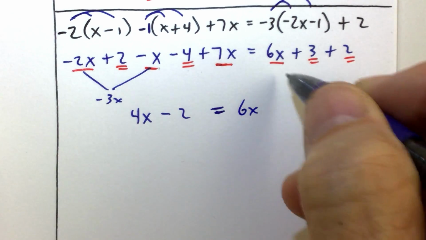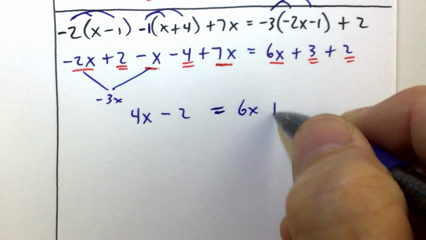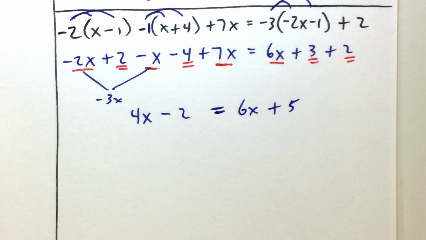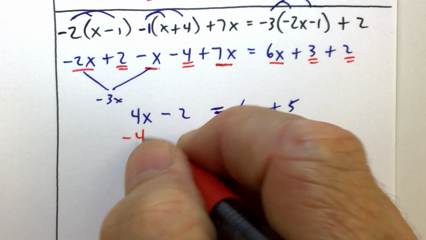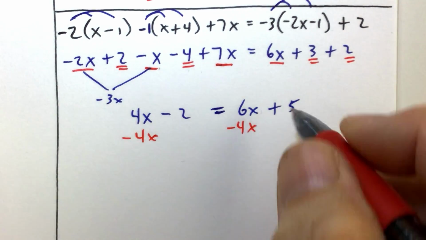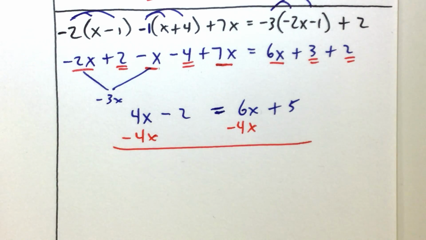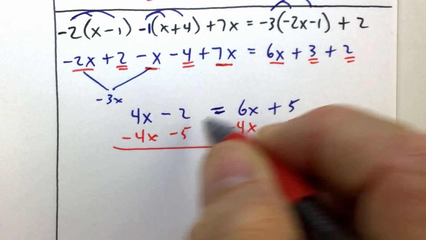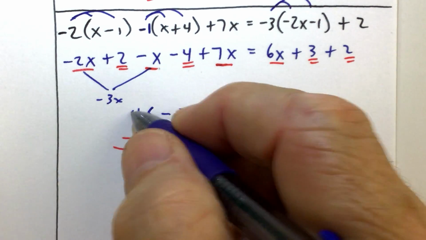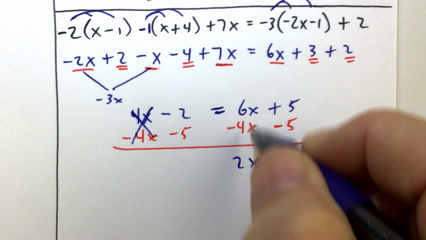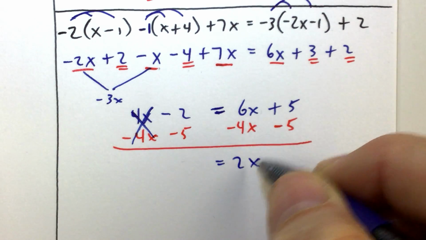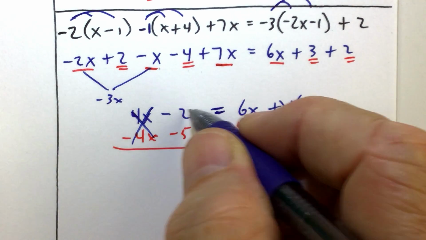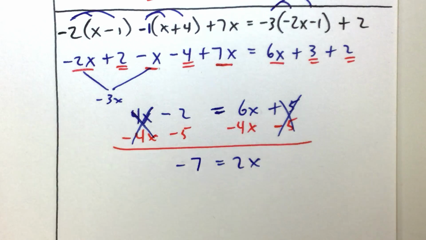6x doesn't have any terms to combine with, and then 3 plus 2 is 5. And then if you're watching this video after you've already tried the problem, then you perhaps, hopefully, subtracted 4x from both sides, and then you would have been subtracting 5 from both sides as well. And so you're moving the variable terms to the right side. 6x minus 4x is 2x, and 5 minus 5 is 0. Negative 2 minus 5 is negative 7.